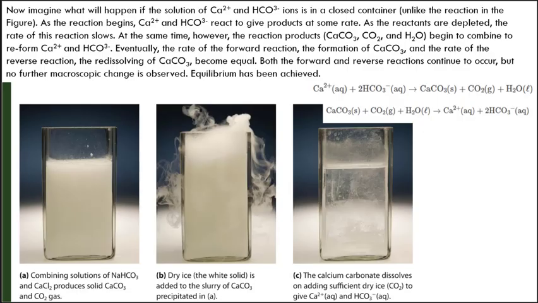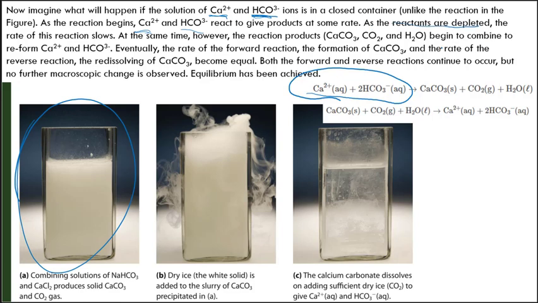There's a lot going on in this page, but I want you to look at letter A here first. Imagine what will happen if the solution of calcium 2+ ions and HCO3- ions are in a closed container, unlike the reaction in this figure. This is an open container, but think of if it was in a closed container. So here are my reactants. As the reaction begins, we have our calcium and HCO3- reacting to give products at a certain rate. As the reactants are depleted, the rate of this reaction slows down.